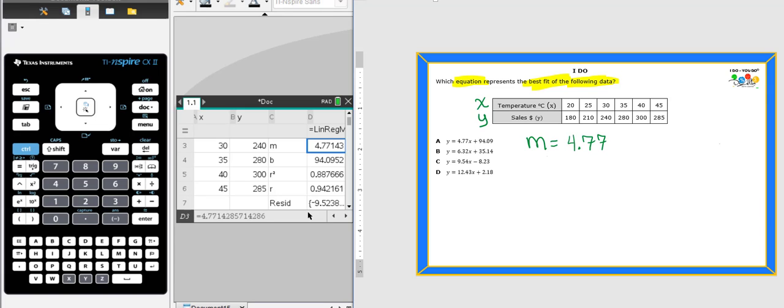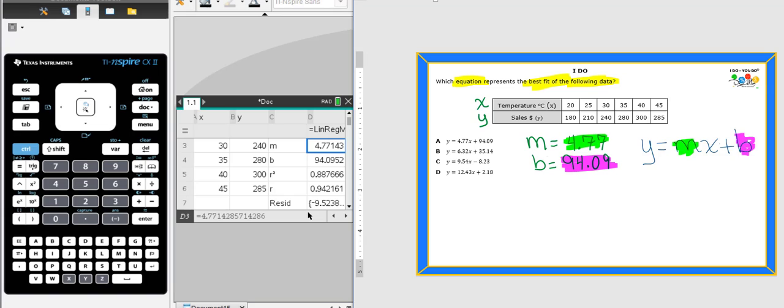So let's write it down. And then I also have a b given to me, and that is 94.09. Okay, that's pretty much all I need, because now I know I can write this in slope-intercept form. So I'm going to write down my equation. This is y equals mx plus b. My m value will replace this m, and my b value, which is my y-intercept, will replace this b that is right here.